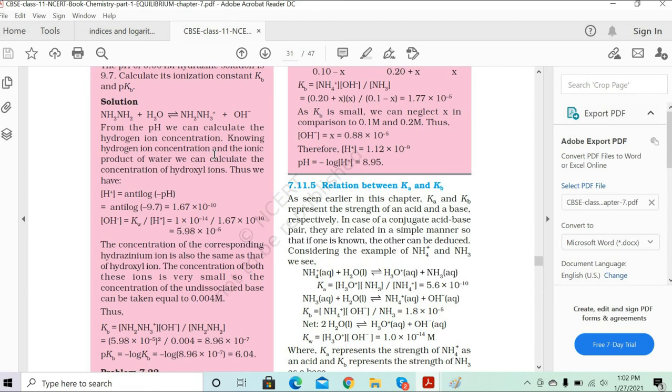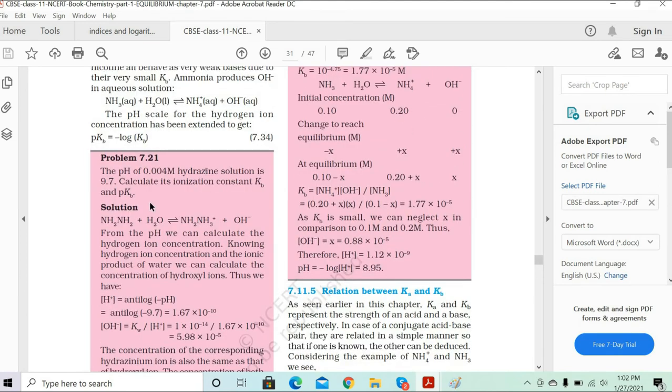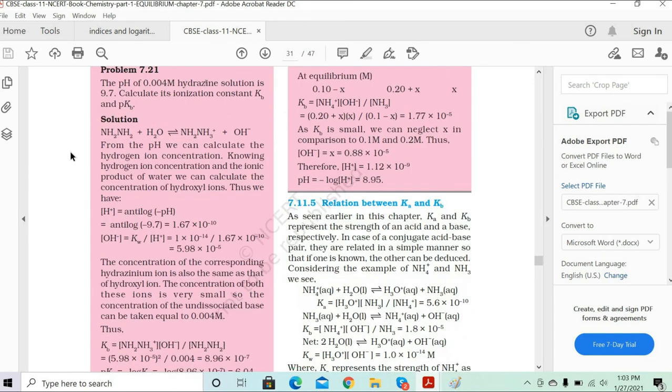From the pH, we can calculate the hydrogen ion concentration. Knowing the hydrogen ion concentration and the ionic product of water, we can calculate the concentration of hydroxyl ions. Thus pH is equal to minus log of H plus ion concentration. Now, whenever they say pH, it is actually giving the concentration of H plus ions, unless they specify pOH. So pH is given, and we need not do that part. We'll use another formula for this.